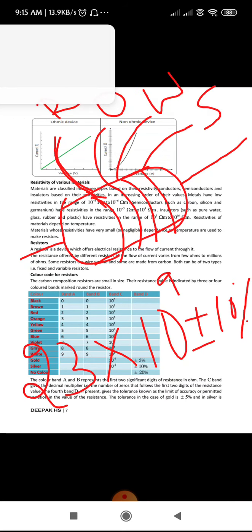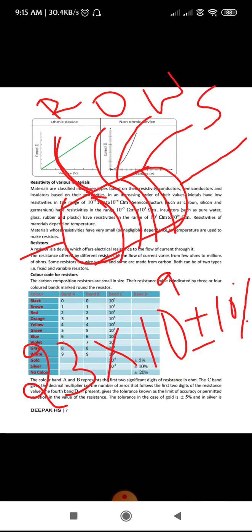W is nothing but the decimal multiplier. So the decimal multiplier is 10 power 9. Next, the last band denotes the tolerance, which is the limit of accuracy, how accurate the value you have calculated is. That is plus or minus 10%. So this is how you are going to calculate the value of a given resistor.